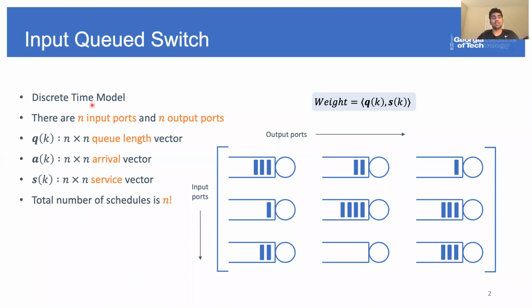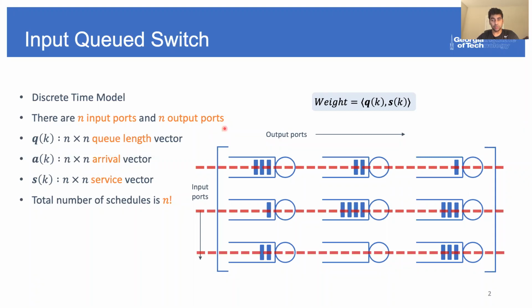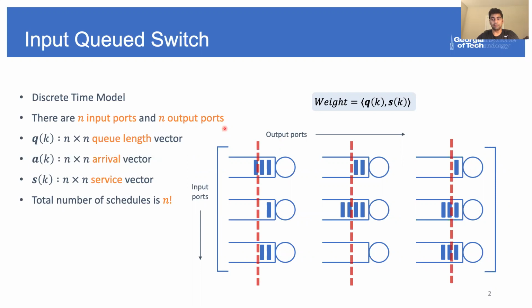Let's first look at what an input queue switch is. An input queue switch is the primary device used for the exchange of data in data centers. A switch consists of n input ports and n output ports. The system can be represented by an n cross n matrix where each element represents a queue. Due to architectural constraints of the switch, you can only serve one queue in each row and one queue in each column. Thus, the possible schedules are permutation matrices.